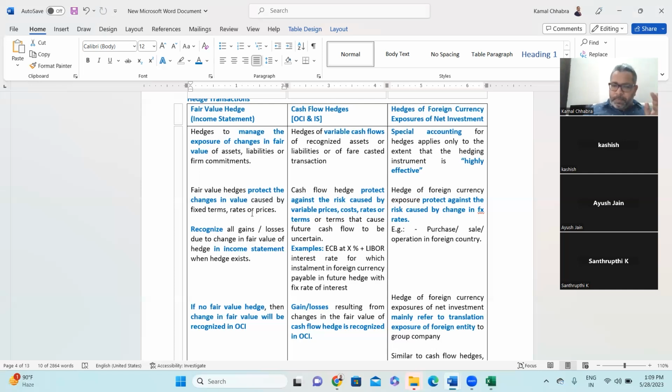Got it, sir. So so far we have discussed fair value hedge. That means the value of the asset or liability may change, right? And you are managing that through hedging so that the value will be fixed for you.